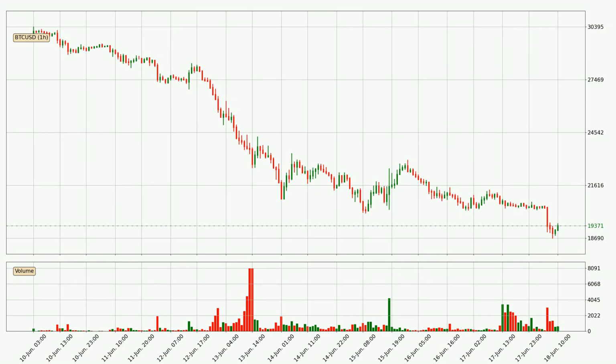Looking at the Bitcoin hourly time frame, the price moved quickly to the downside with around 7.7% in the last 24 hours, with a current price of 19,371. The volume was also high, showing that this move was strong and the sellers are taking over.